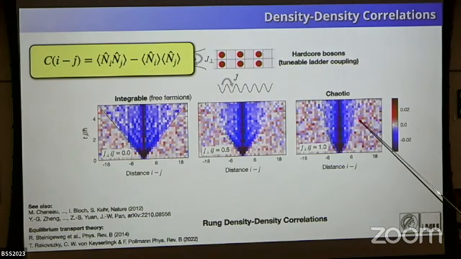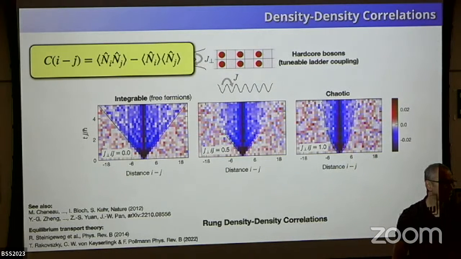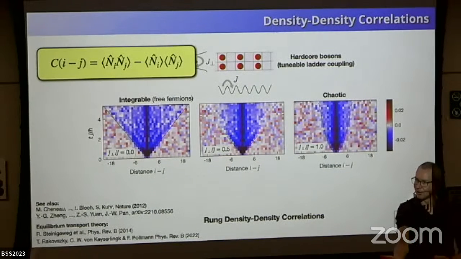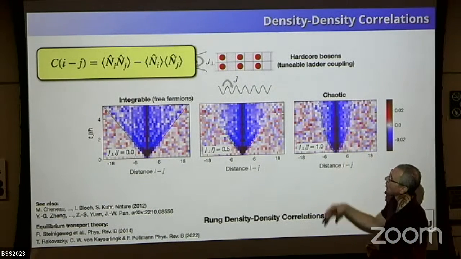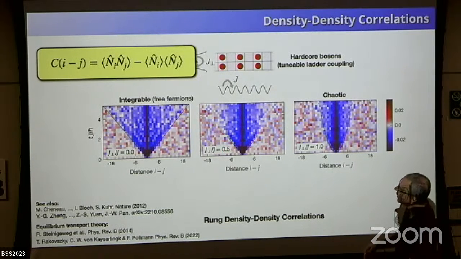And in the chaotic case, when we have these coupled ladders, you see very nicely how this is not linear, how this becomes a square root of t. Now you're in the chaotic case, you have diffusive spreading of correlations. And just by measuring the envelope of this cone, you can measure the diffusion constant, right? And we can compare it to the MFT prediction, which tells us how fast this should grow, also knowing the equilibrium diffusion constant.